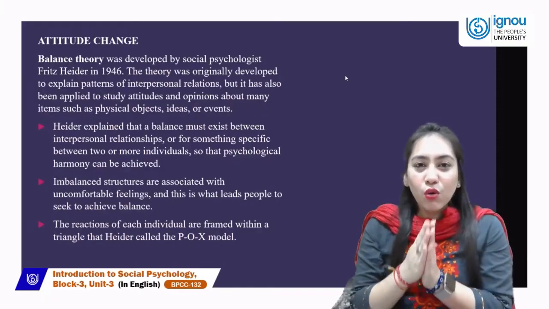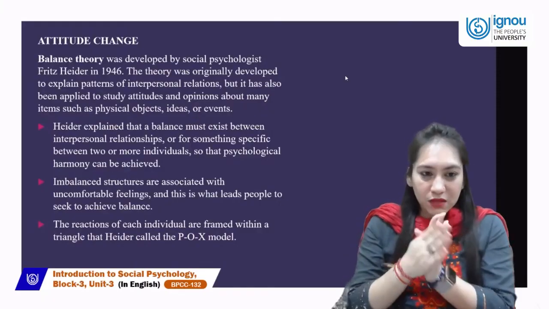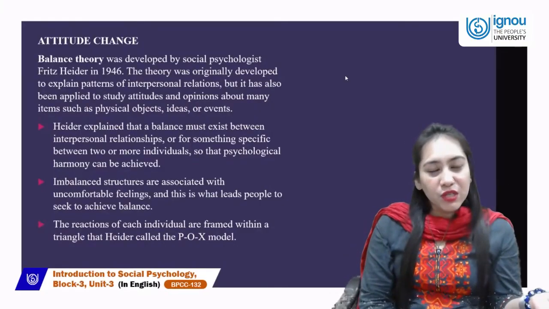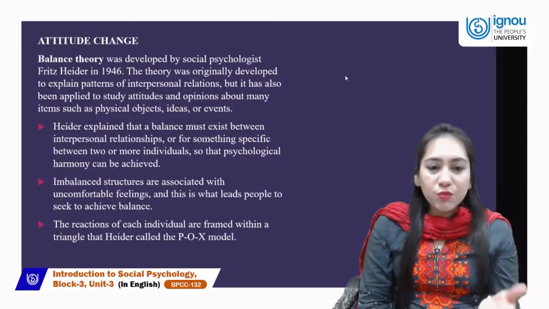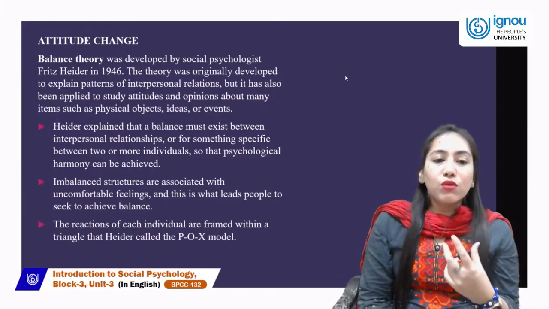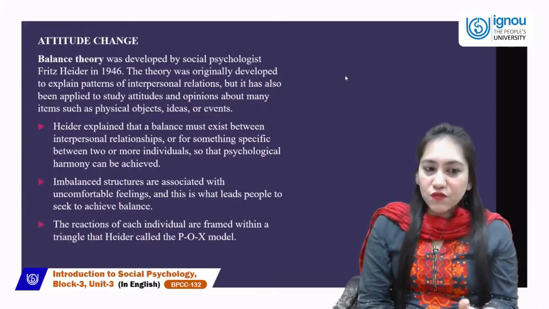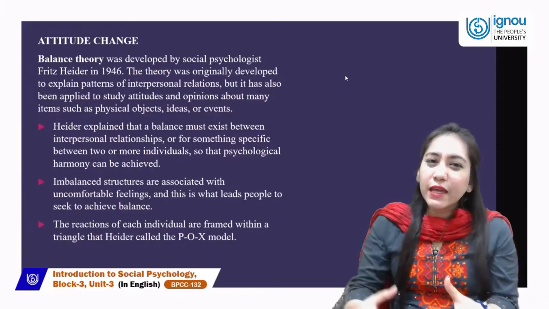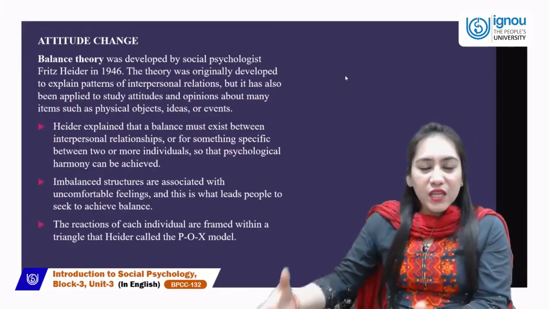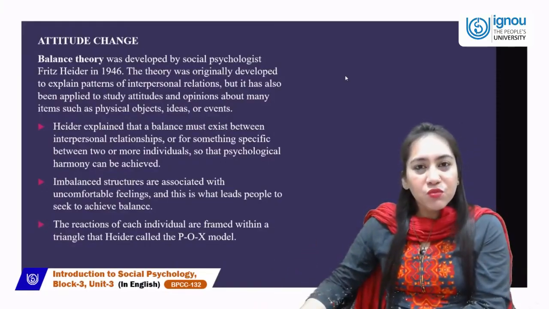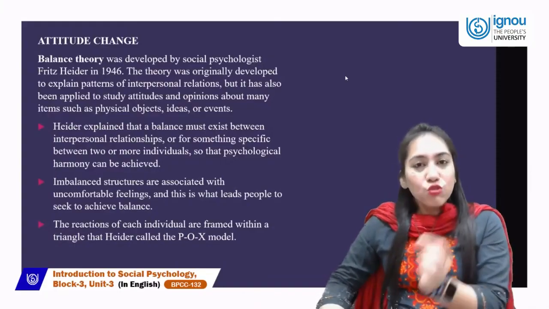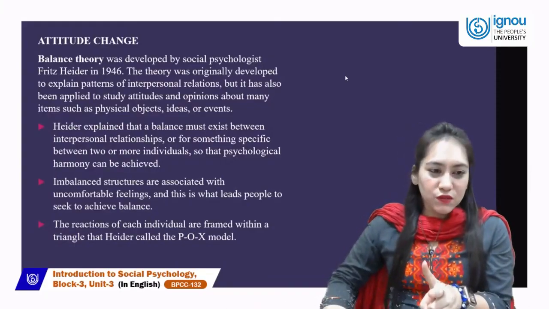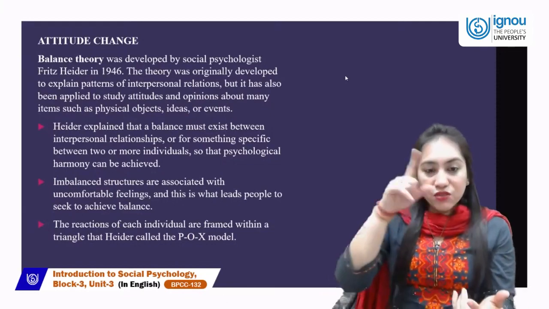So these triads should always have a balance among themselves. So let's go by the pointers which are given. Heider explained that a balance exists between interpersonal relationships, or something specific between two or more individuals, or any psychologically dwelling environment which could be brought into harmony, or harmony can be achieved. So balance can be achieved, harmony can be achieved. That's what they stated in a triad relationship.